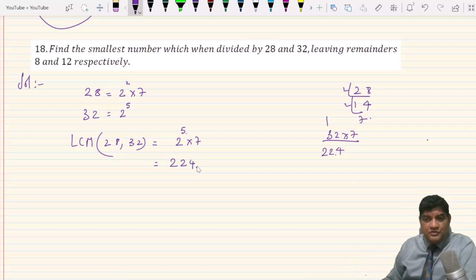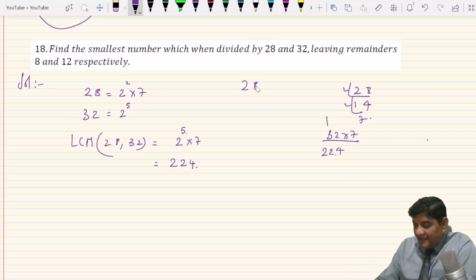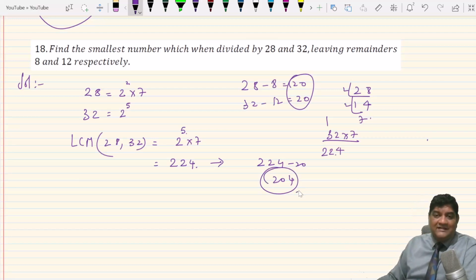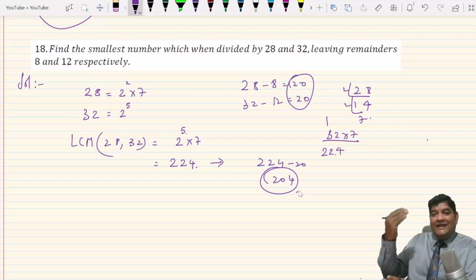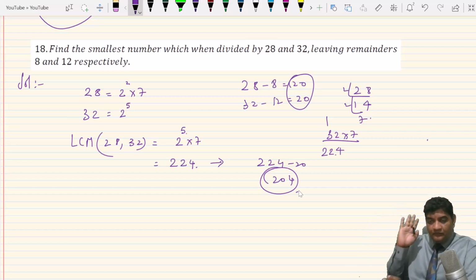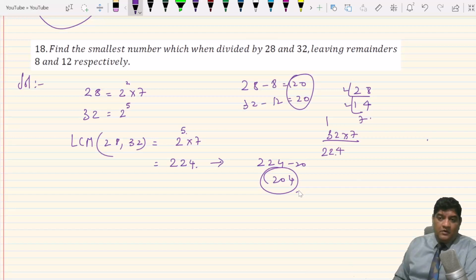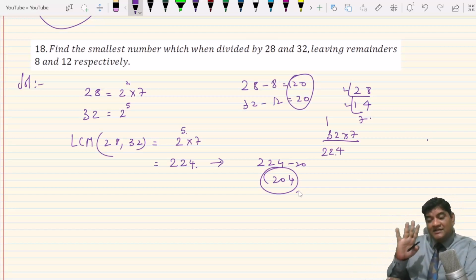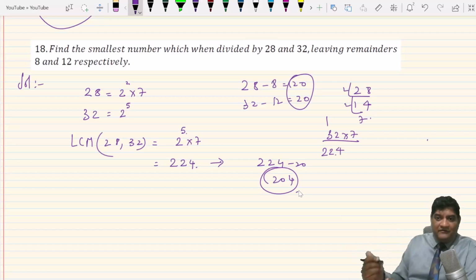If you try to look for solutions for this, most of them do this. They take 28, subtract an 8, they get a 20. They take 32, subtract a 12 from it, which is the remainder, and they get a 20. Take this 20, subtract it from 224, so you get 224 minus 20, which gives you 204, and they conclude that 204 is the number. If you're ready to memorize this particular question, where he's looking for an LCM with different remainders, this is the process. But if you are looking to conceptually understand why this is, you can continue with the video.